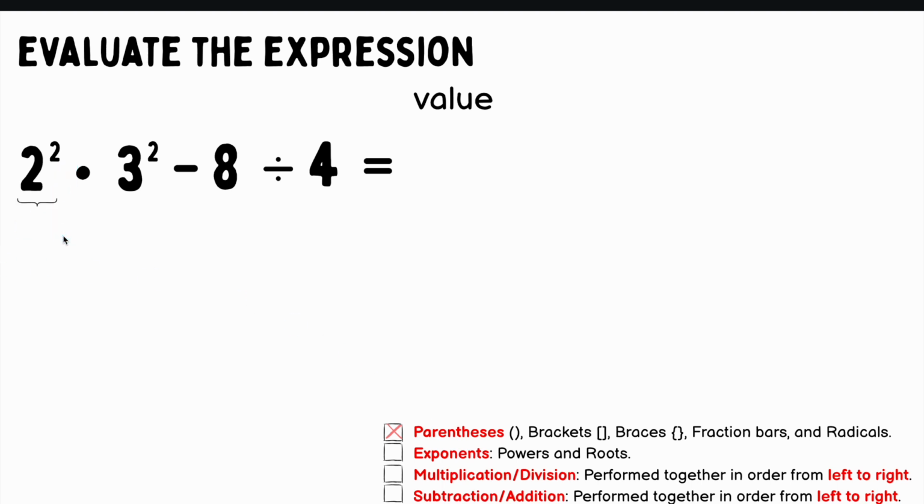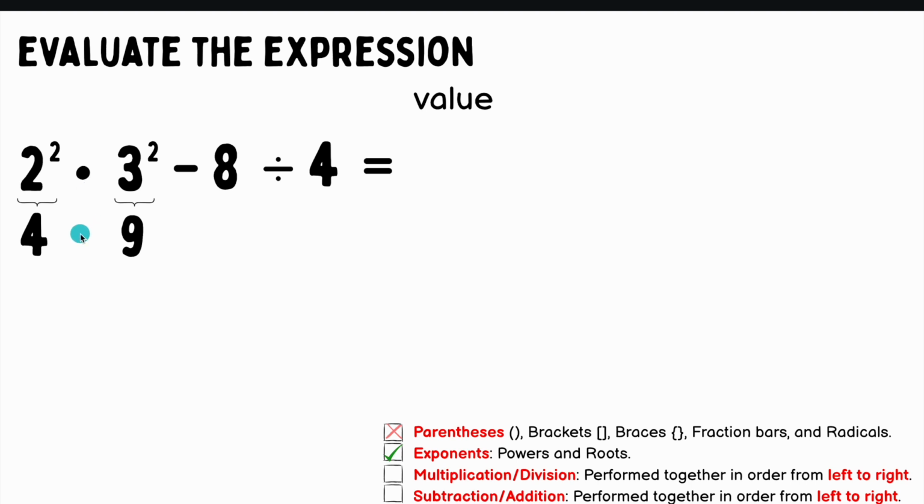2 squared, or 2 to the second power. 2 times 2 equals 4. And I see another exponent, 3 squared, or 3 to the second power. 3 times 3 equals 9. We are finished with exponents. Now let's bring everything down.